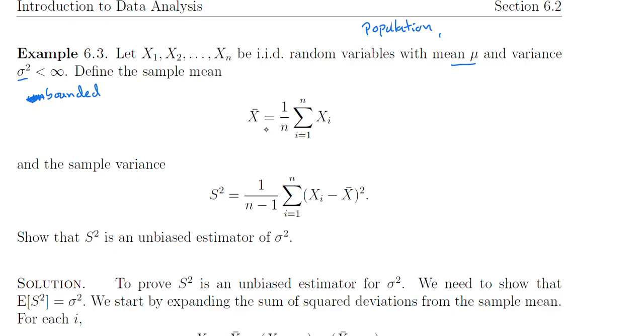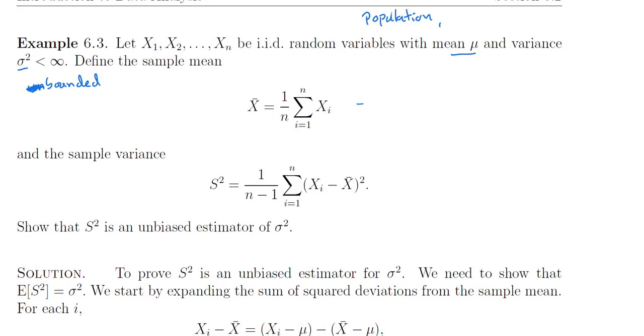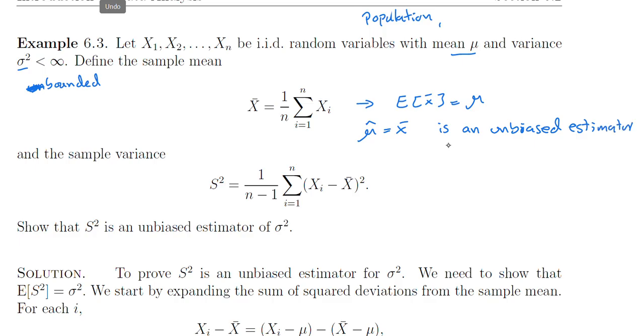Now, if we define the sample mean like this, which is the sum of xi divided by n, we have already seen that since the expected value of x bar is equal to mu itself, x bar, let me call it mu hat, is an unbiased estimate for mu. We already know that. That's good. X bar is good.